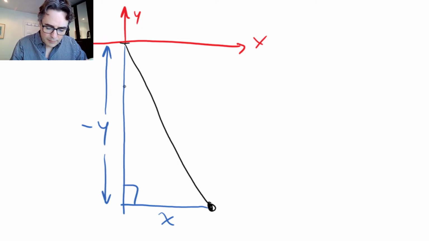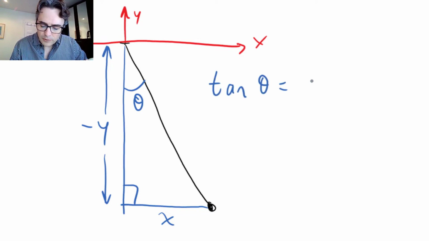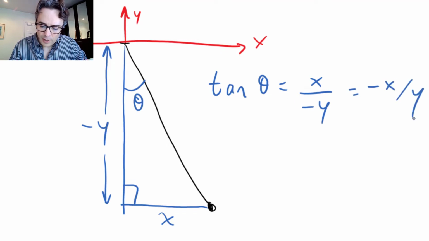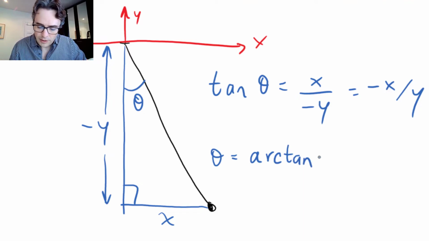If this is your angle theta, theta is what I'm trying to find. I know that the tangent of theta is equal to the opposite divided by the adjacent. So x divided by negative y, or the same as negative x over y. If you solve that for theta, you get theta is equal to tan to the minus 1, sometimes called arctan. I'm going to call it arctan, since that's the function in Excel, of negative x divided by y.